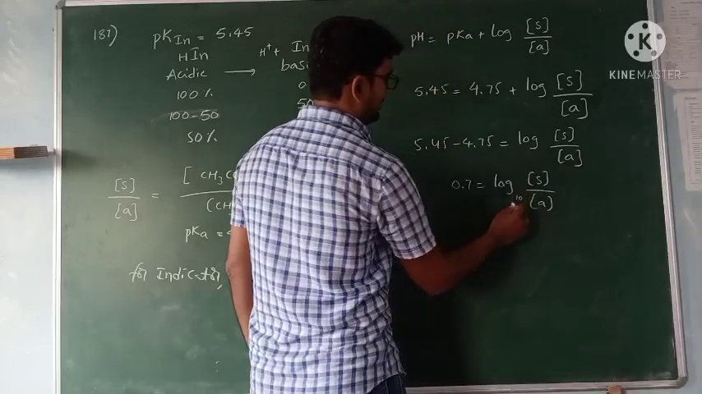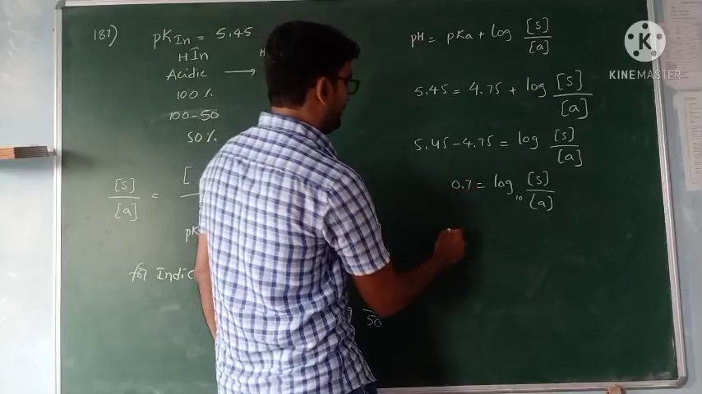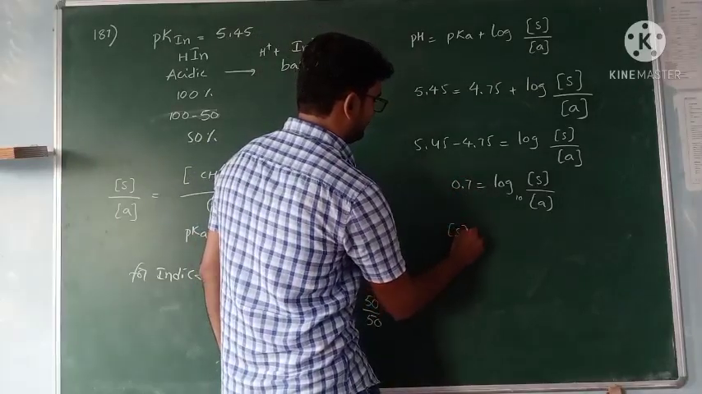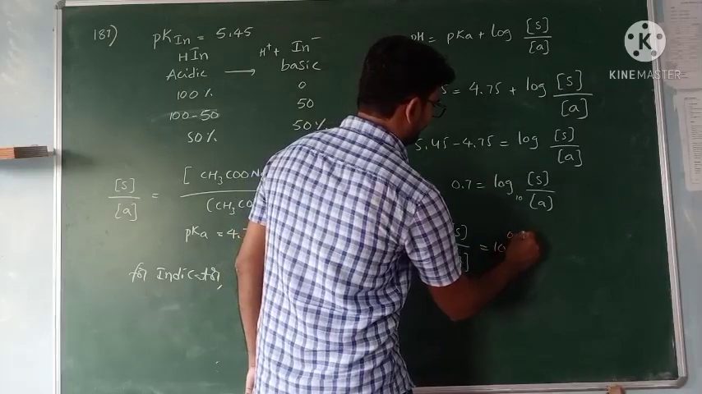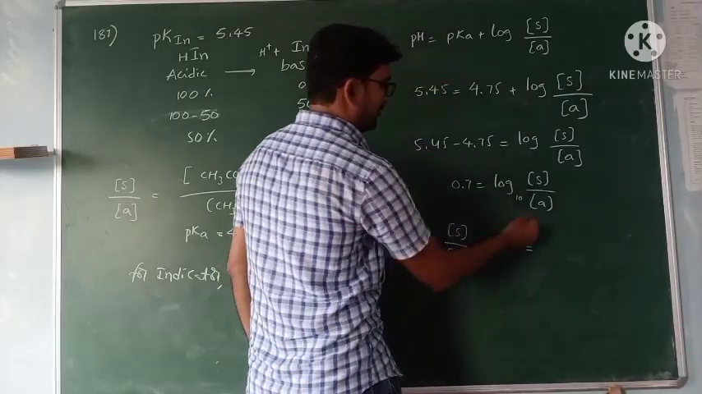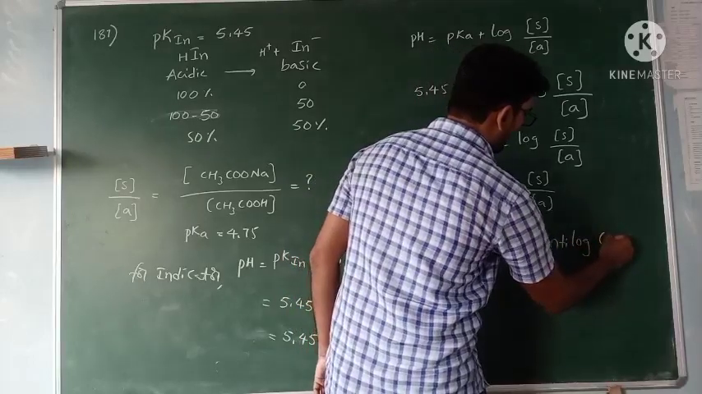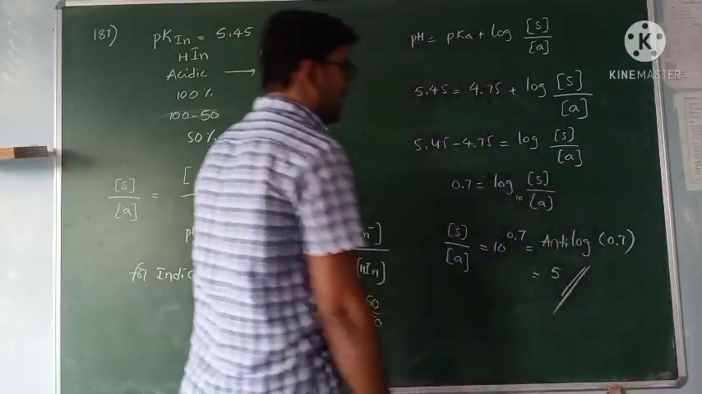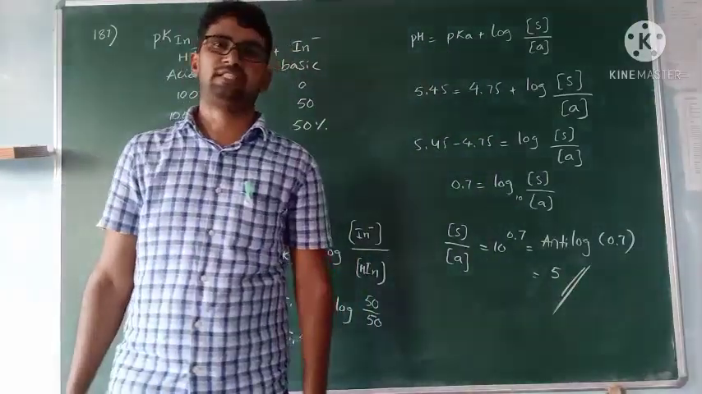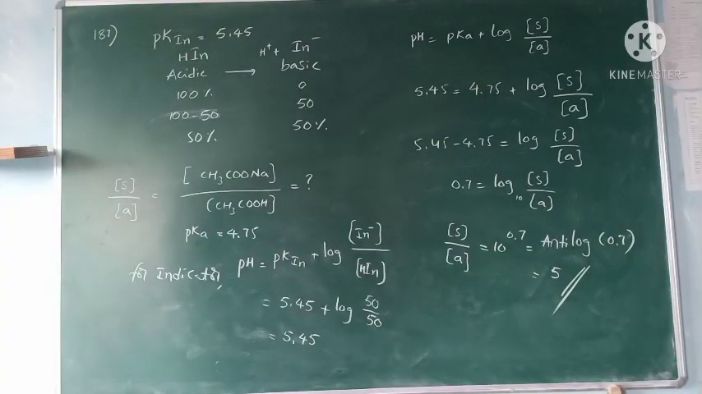If base 10 is present, then concentration of salt by concentration of acid is equal to 10 to the power of 0.7. Log 10 to the power of 0.7 means anti-log of 0.7. This value is 5, because log 5 value is 0.69, which is approximately equal to 0.7. So completed.